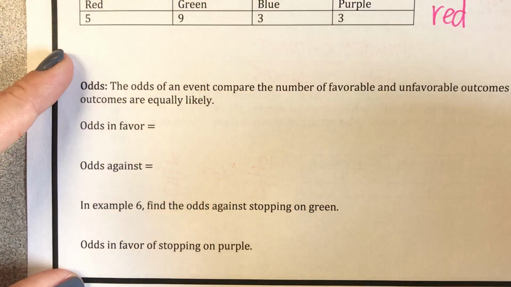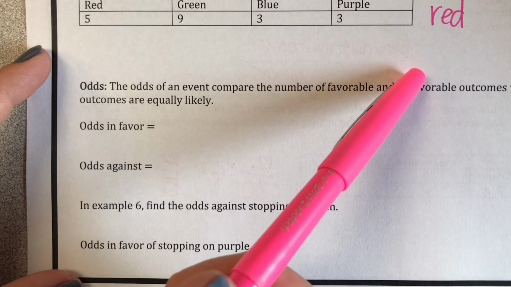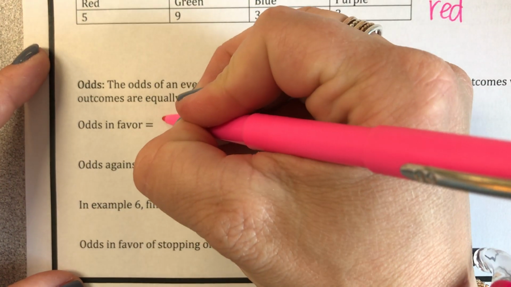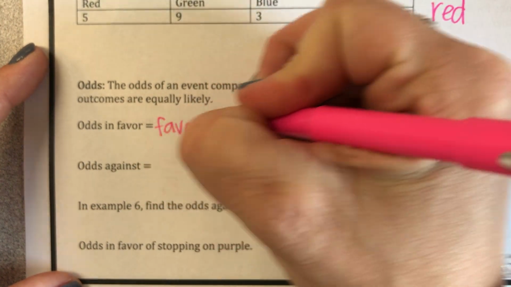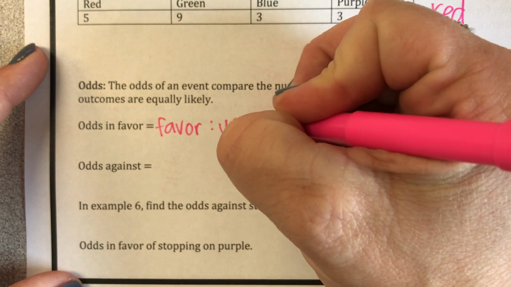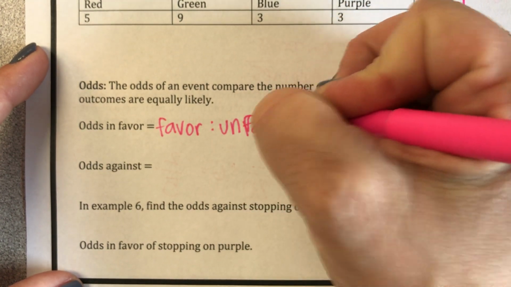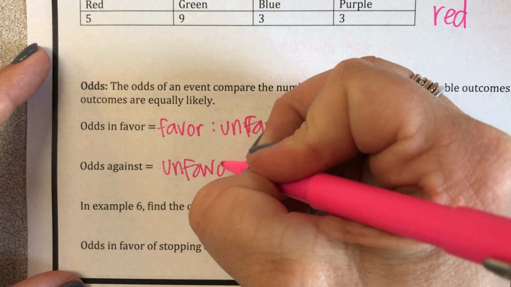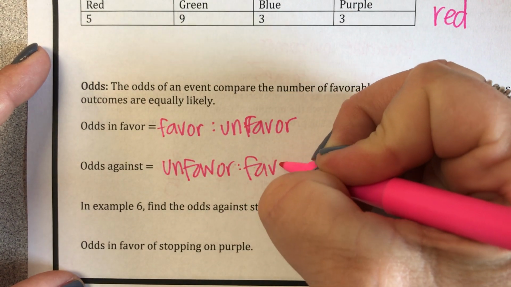Okay, so now we have to talk about odds. In probabilities, we were comparing the favorable to the total. Odds in favor are going to be written as the ratio of favorable to unfavorable, and odds against are unfavorable to favorable.